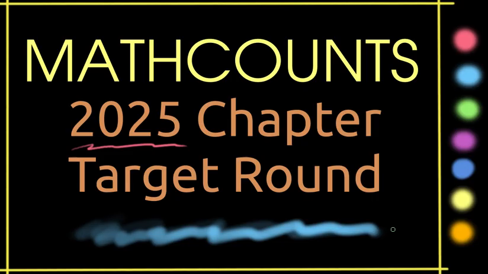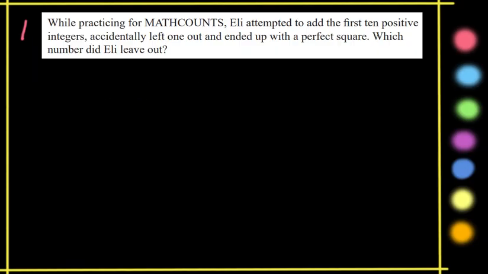So today we're going to tackle the target round, and let's go ahead and dive right in. So first one here says, while practicing for Mathcounts, Eli attempted to add the first 10 positive integers, accidentally left one out, and ended up with a perfect square. Which number did Eli leave out?